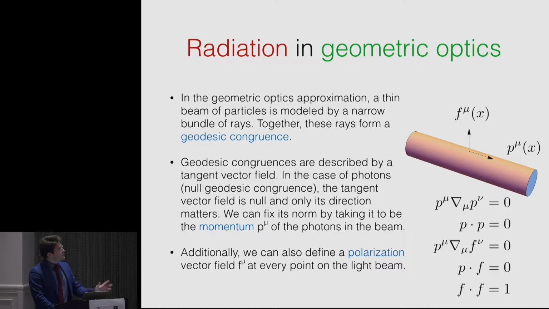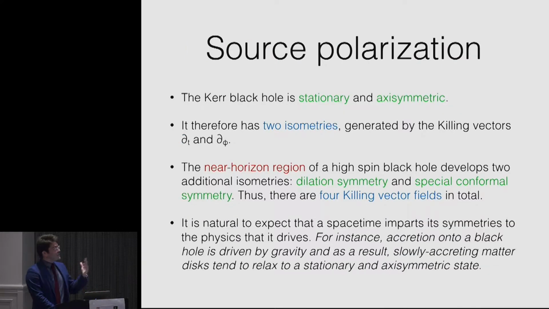The first two are just the statement that the photons obey the geodesic equation. And the next three are the statement that the polarization is perpendicular to the photon's direction of travel and is parallel transported along the geodesic. Okay, so the first step is to fix the source polarization. And the way we're going to do that is using the symmetry. So let's talk about them.